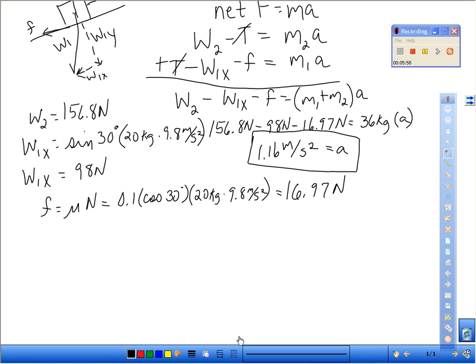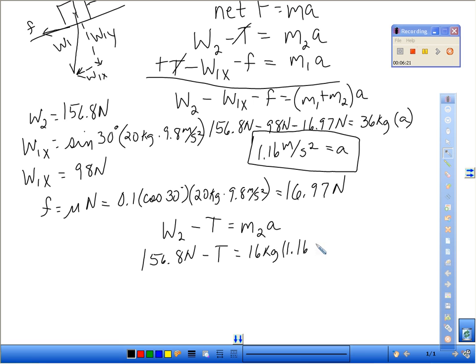Now they also want to know the tension. It should not matter which equation I pick to find the tension, but I'm going to pick the easiest one. W2 minus T equals M2A. W2 is 156.8 newtons. I'm solving for tension. Mass 2 was my 16 kilograms, and it had an acceleration of 1.16. And my tension is 138.2.